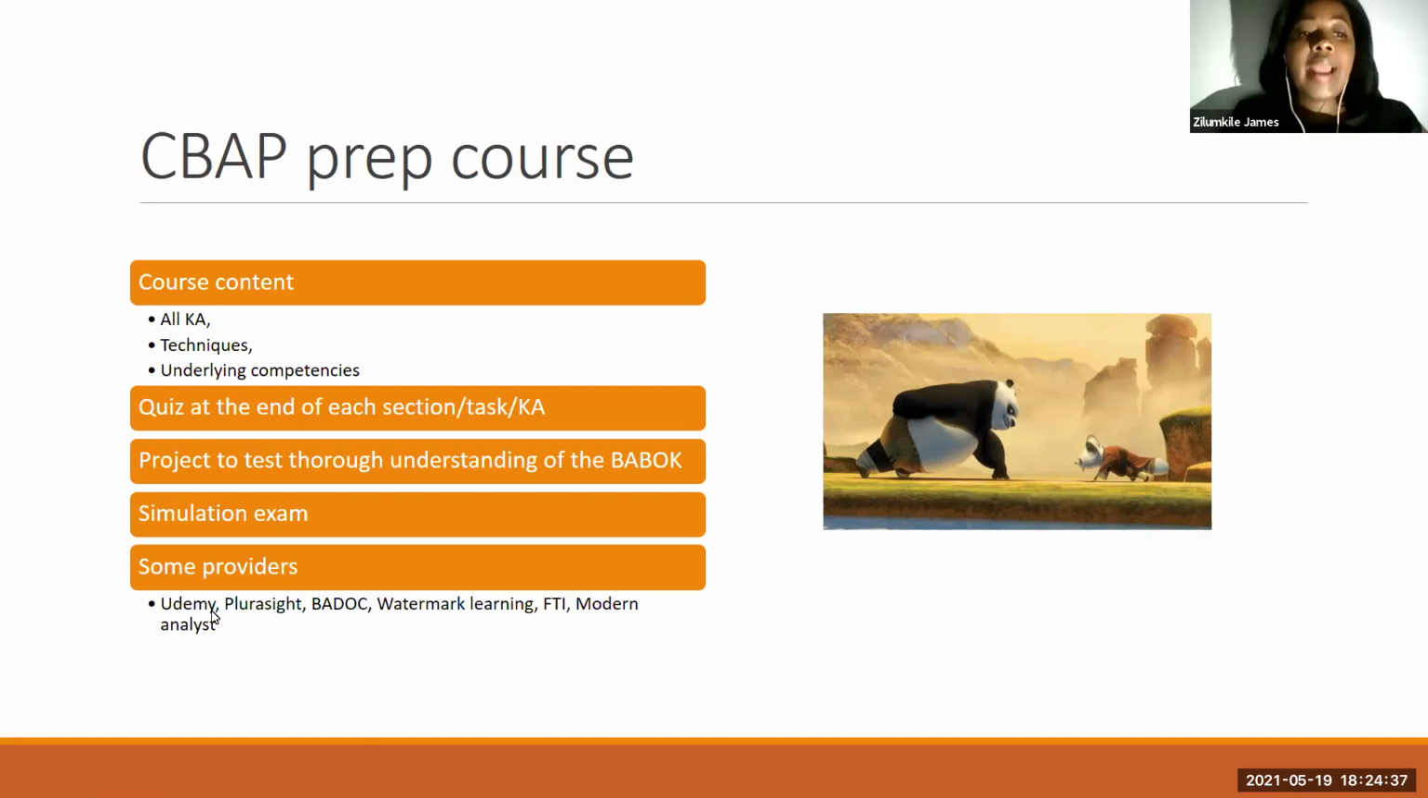Which is why I listed that you can get it on Udemy, Pluralsight. The BA Doc also offers one. Watermark Learning, FTI, you can use the CBAP prep course from FTI, and Modern Analyst. So these are some of the providers. Udemy has some, because it's cheap, so it does have a couple of CBAP prep courses there. It's Pro and Master Shifu training. So that will be like your prep course, and Master Shifu is your moderator.